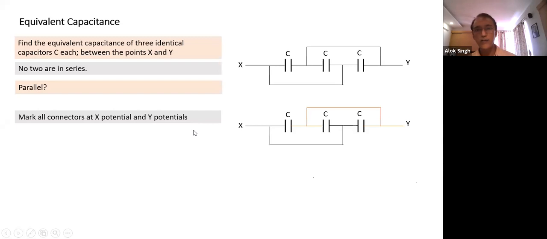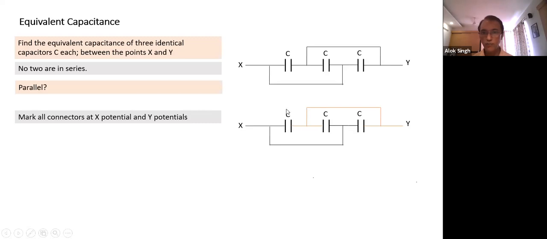Just to make the understanding clear, all points which are connected to point X I have marked with black color. All points connected to Y point are marked with yellow color. Now I notice all this wire is black, black, black. So what is the potential of this plate? Vx. What is the potential of this plate? Vx. What is the potential of this plate? Vx. And how about all these Y points? You all understand? All of them are like one conductor.